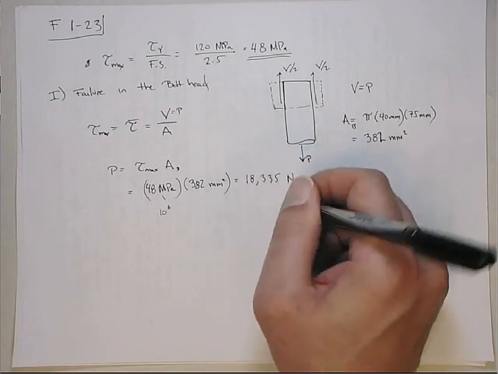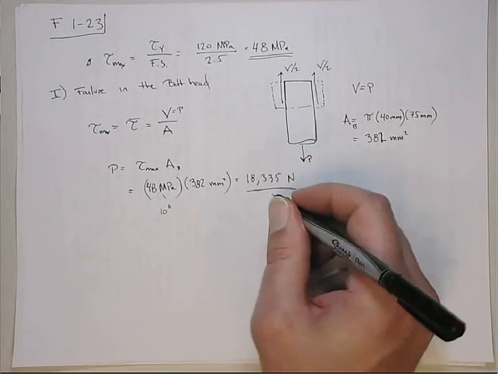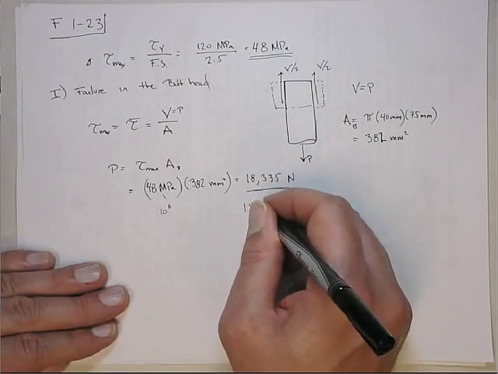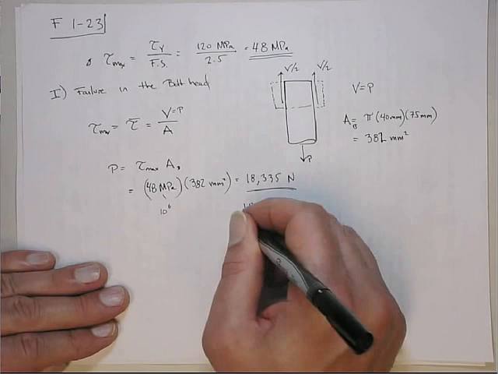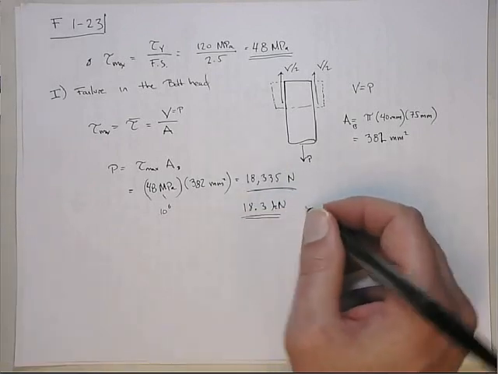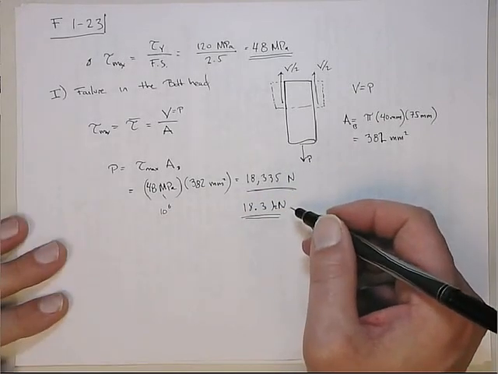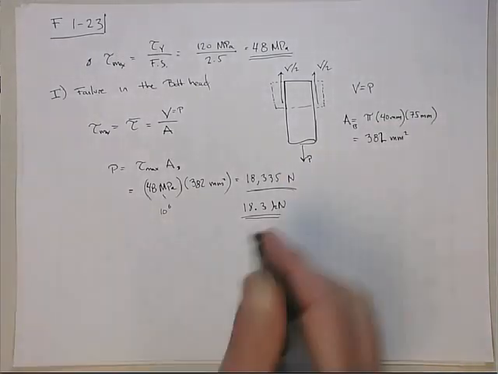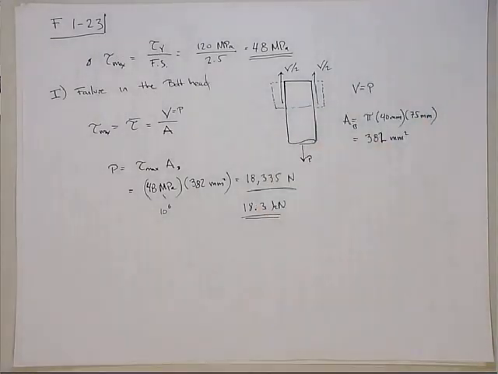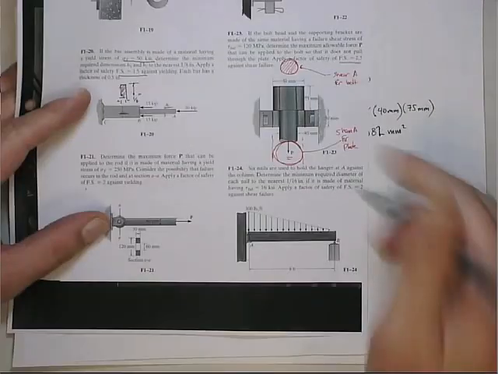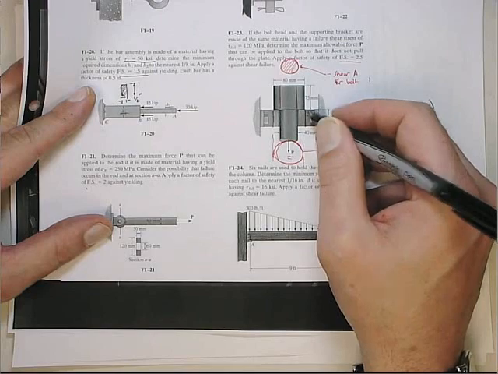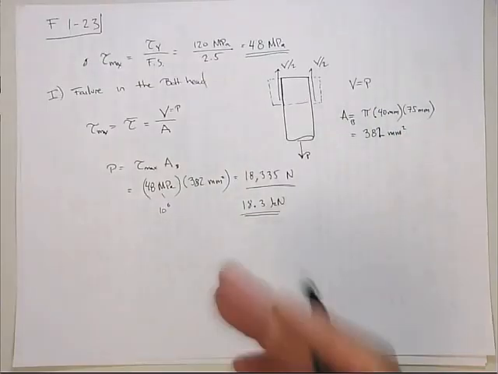18,335 newtons. I should be careful about my number of significant digits. I really should say it's more like 18.3 kilonewtons. So for failure in there, the bolt head would fail at 18.3. Now that might not be the max allowable. The failure might happen sooner in the plate. So if the failure in the plate happens at a lower P, then that's going to be our max allowable. So you have to pick whichever one's the lowest.